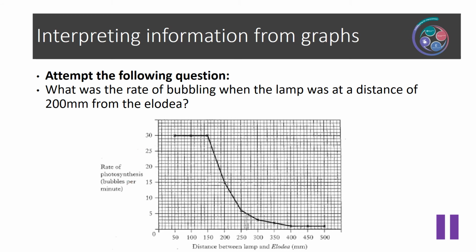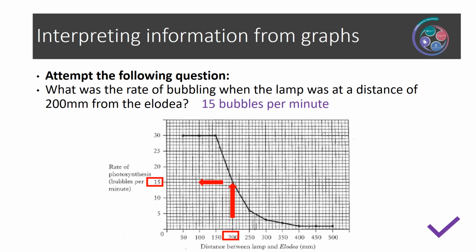So the question asks, what was the rate of bubbling when the lamp was at a distance of 200 millimeters from the Elodea? I'd like you to take 3 minutes again, the same amount of time as the last question. I've given you less information and guidance than last time, so 3 minutes should be fine for you to have a bash at this. On you go. Okay, so let's go through this answer here.